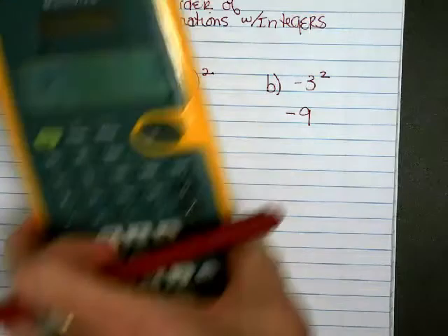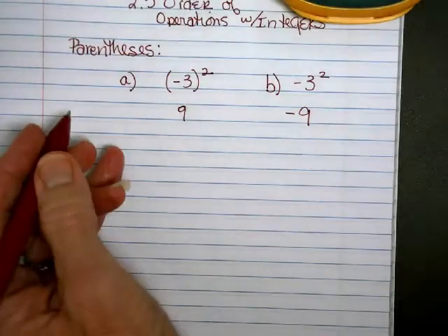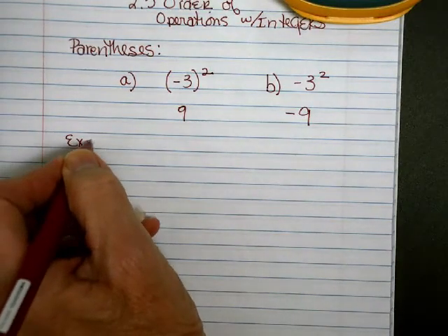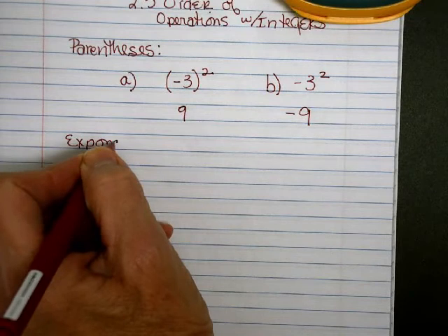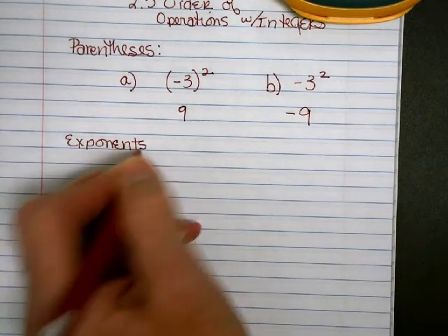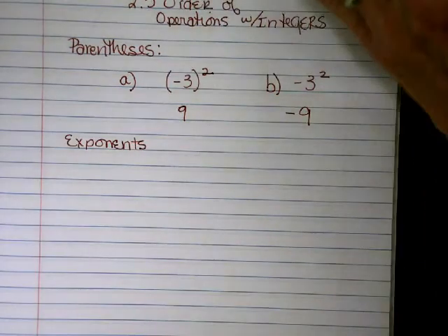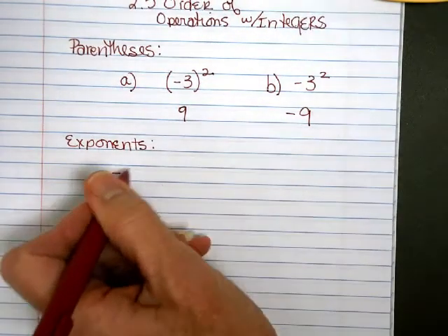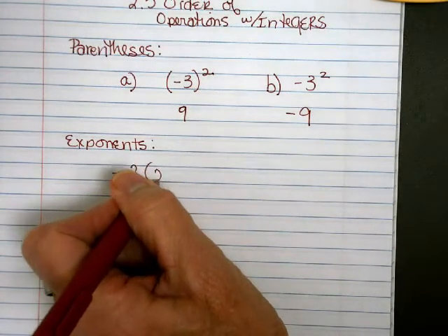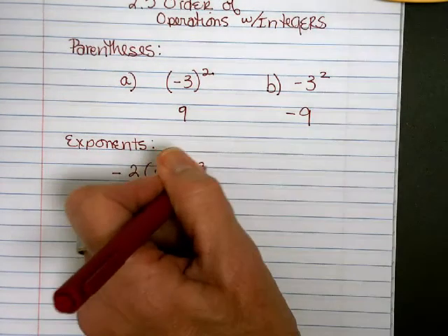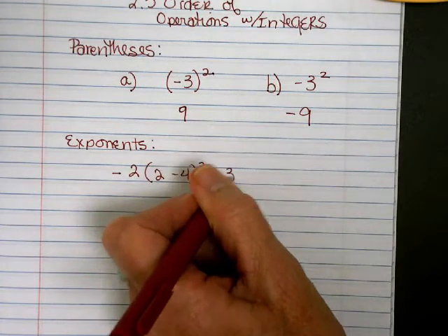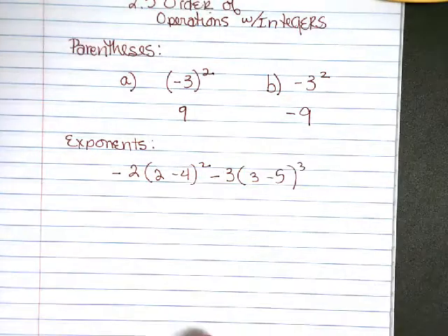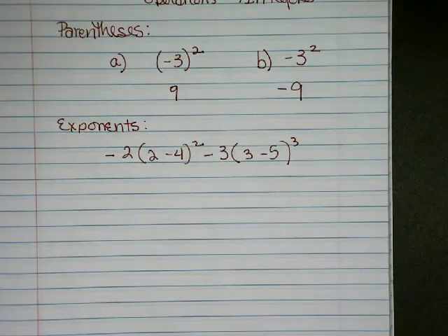All right, now we're doing the next one. Parentheses, then we can do exponents. For example, I have -2, 2 minus 4 squared, 3 minus 5 cubed. Okay.